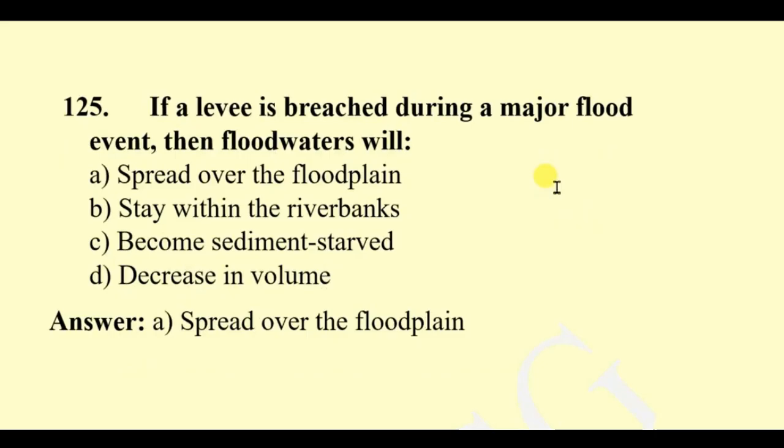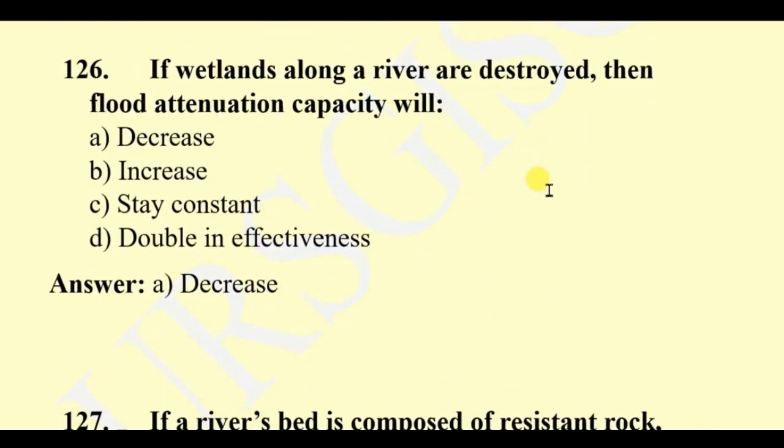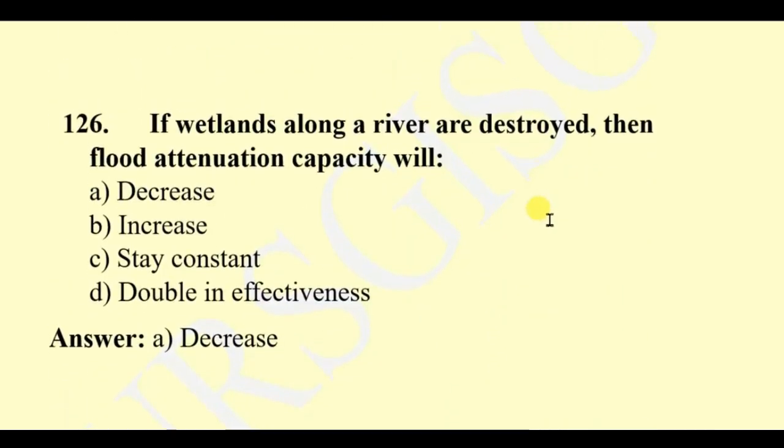Question 125. If a levee is breached during a major flood event, then floodwaters will spread over the floodplain. It is very natural. Question 126. If wetlands along a river are destroyed, then flood attenuation capacity of course will decrease due to destruction of the wetlands in the floodplain area.